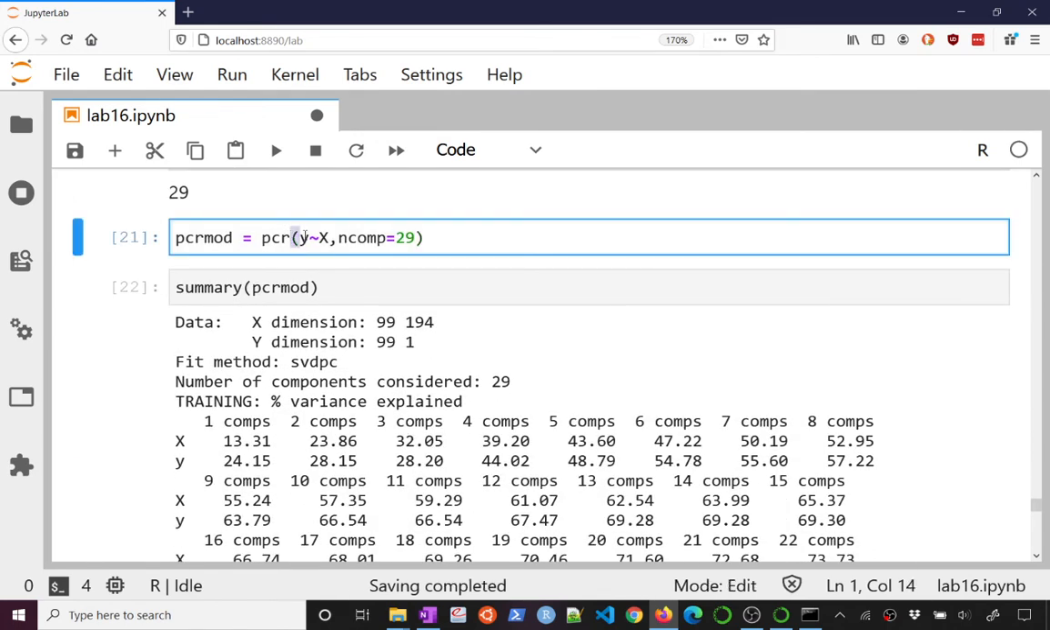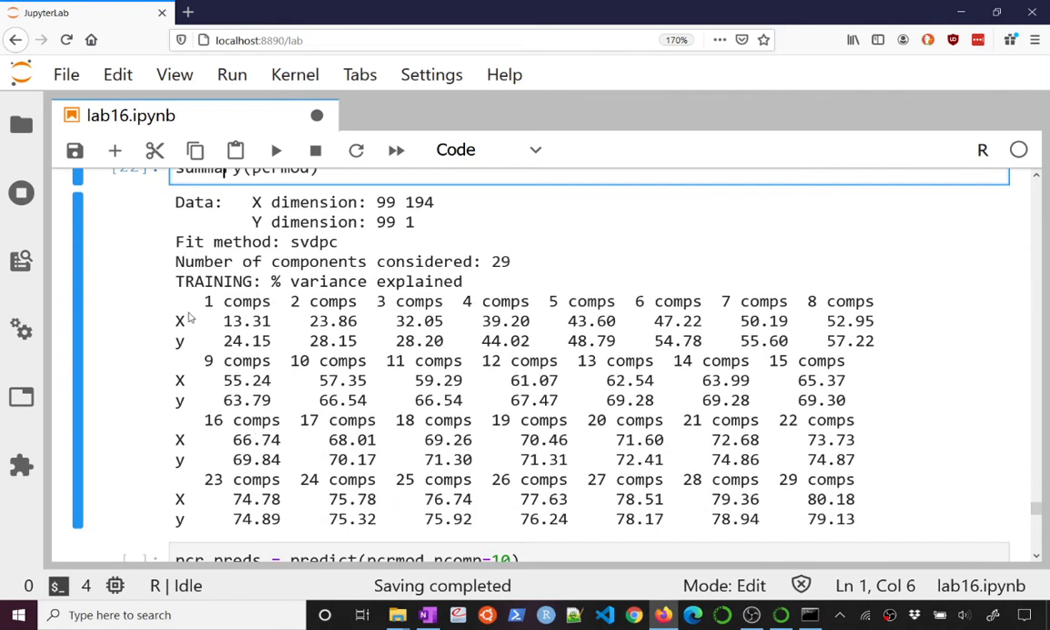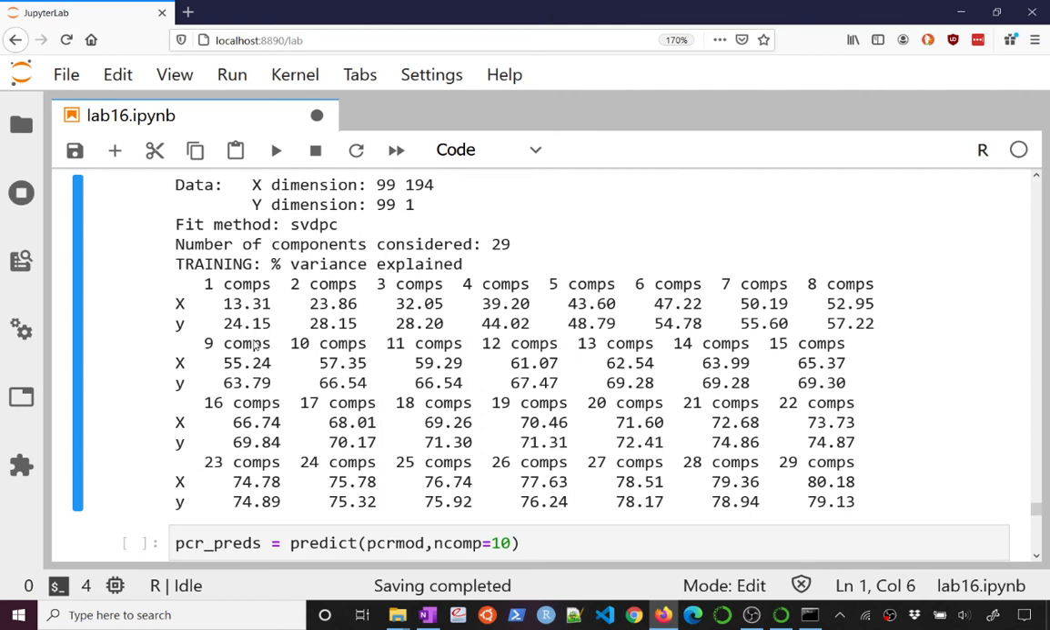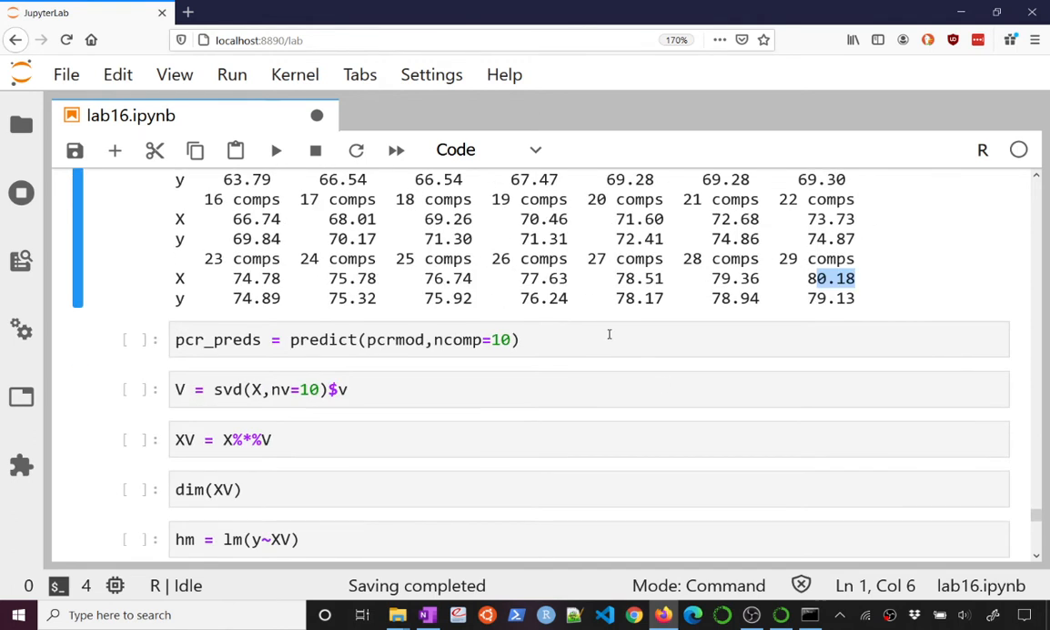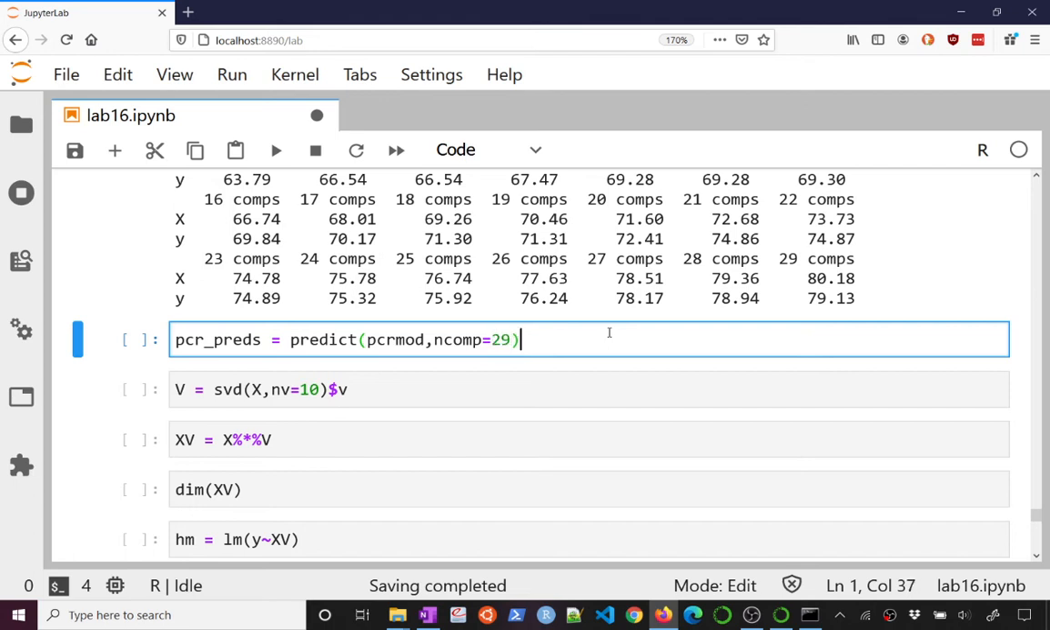That fit real quick because all it's basically doing is an SVD, as shown in the lecture. And it gives us a summary of, if I include one component, the percentage of variance explained in X and Y in the training data. And so we see, yep, 80% of the X is explained if we include 29 components, which is as we claimed. So we can predict using PCR by calling predict. We tell it how many components, so it actually can predict anywhere between. If you don't specify this, it'll give you predictions for all the way from 1 to 29.